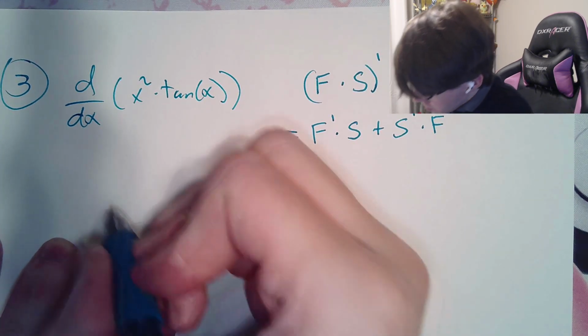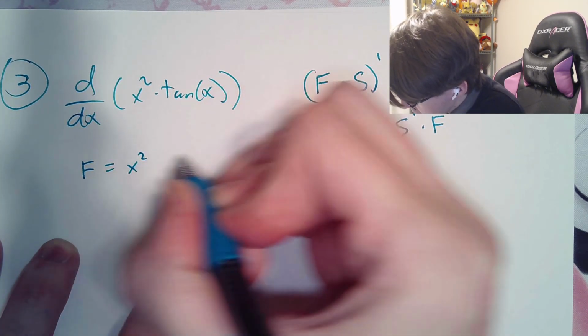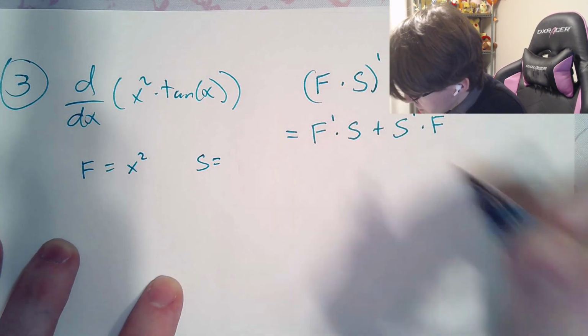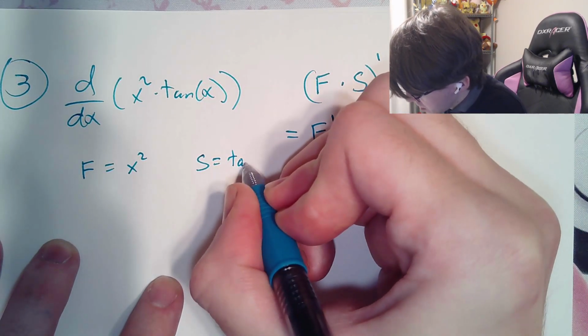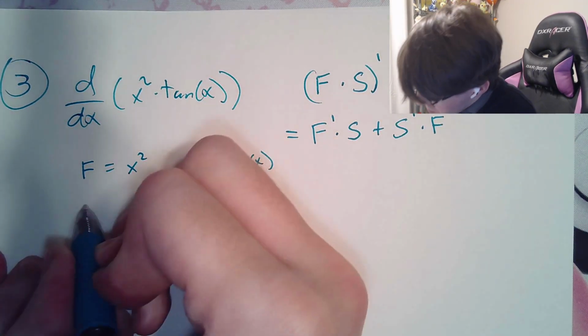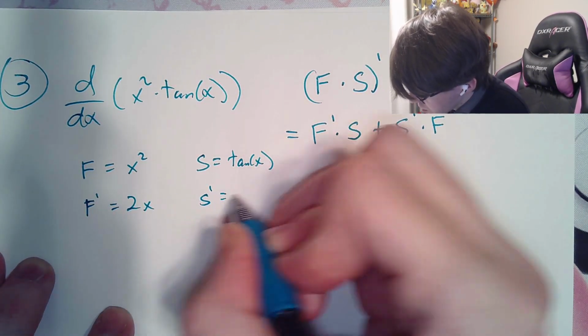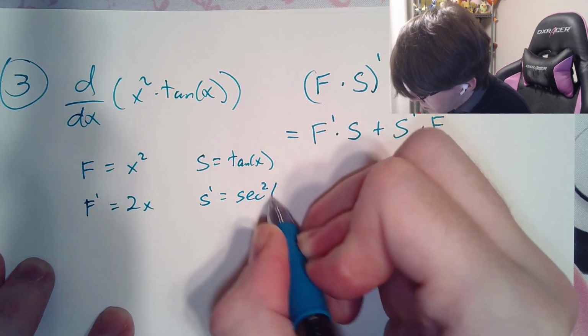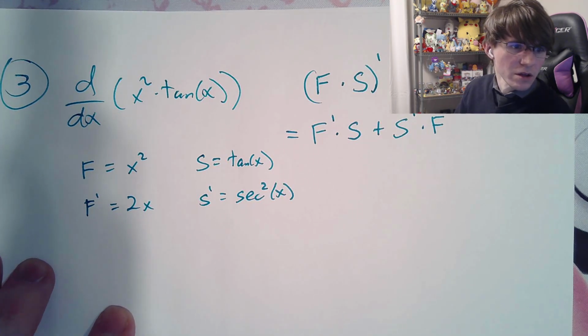So for this particular question, I think the easiest way to do this is to arrange it nice and neat first. So you have your f and your s. In this case, your f is x squared. Your s is the tangent of x. Your derivative of x squared is 2x, and your derivative of tangent is secant squared. If you haven't memorized stuff like that now, I don't know if I'm going to be able to help you for this calculus final, I got to be honest.